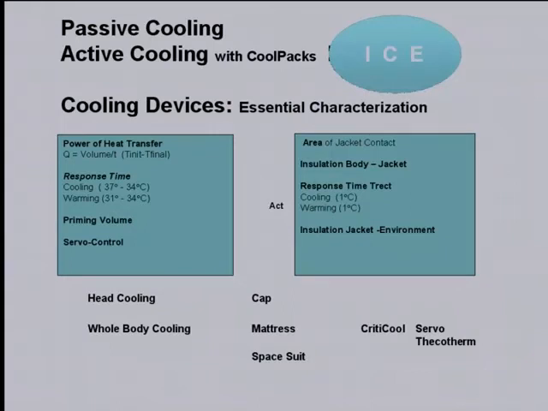And then from the jacket or surface area, how much area is in touch with the skin of the baby? What's the insulation between body and the jacket? What is the overall response time of the baby to cool it down by 1 degree or to warm it up by 1 degree? And is there also insulation between jacket and environment? So these are criteria which I believe will be the standard from now onwards to judge the devices. Next.